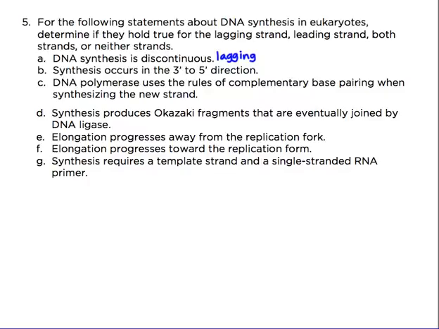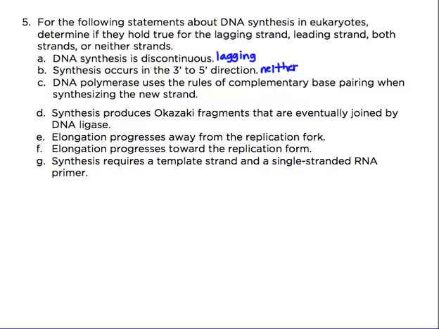For B, synthesis occurs in the 3' to 5' direction. Remember that DNA polymerase, which is what is responsible for DNA replication, reads the template strand in the 3' to 5' direction, but synthesis of new strands always has to occur in the 5' to 3' direction. So B is false for either strand, so let's say neither strand.